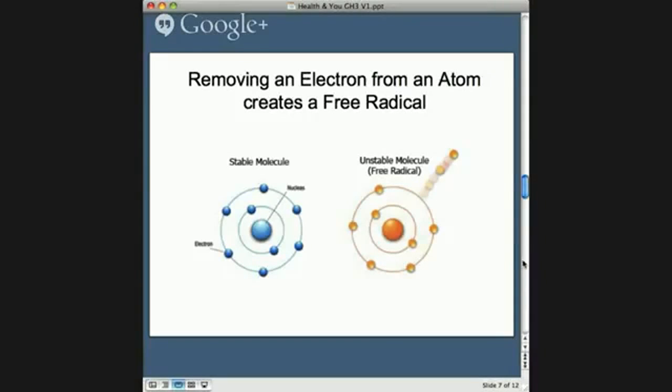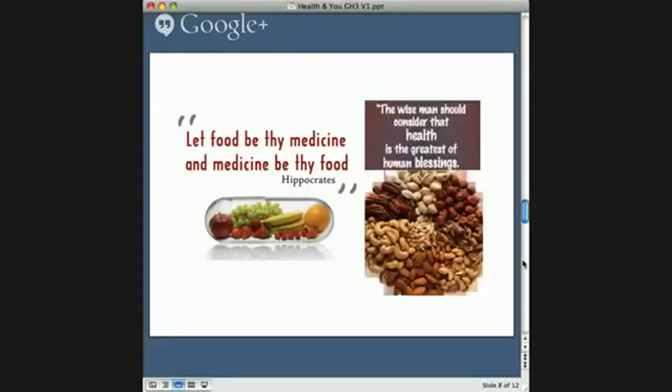Hence, degeneration of the cells that have been created. So once a cell, or to actually neutralize or balance this cell back out, what we need are antioxidants. Now, our food can provide those through nuts and fruits and vegetables. There's a lot of antioxidants in these food items. Hippocrates said, "Let thy food be thy medicine."